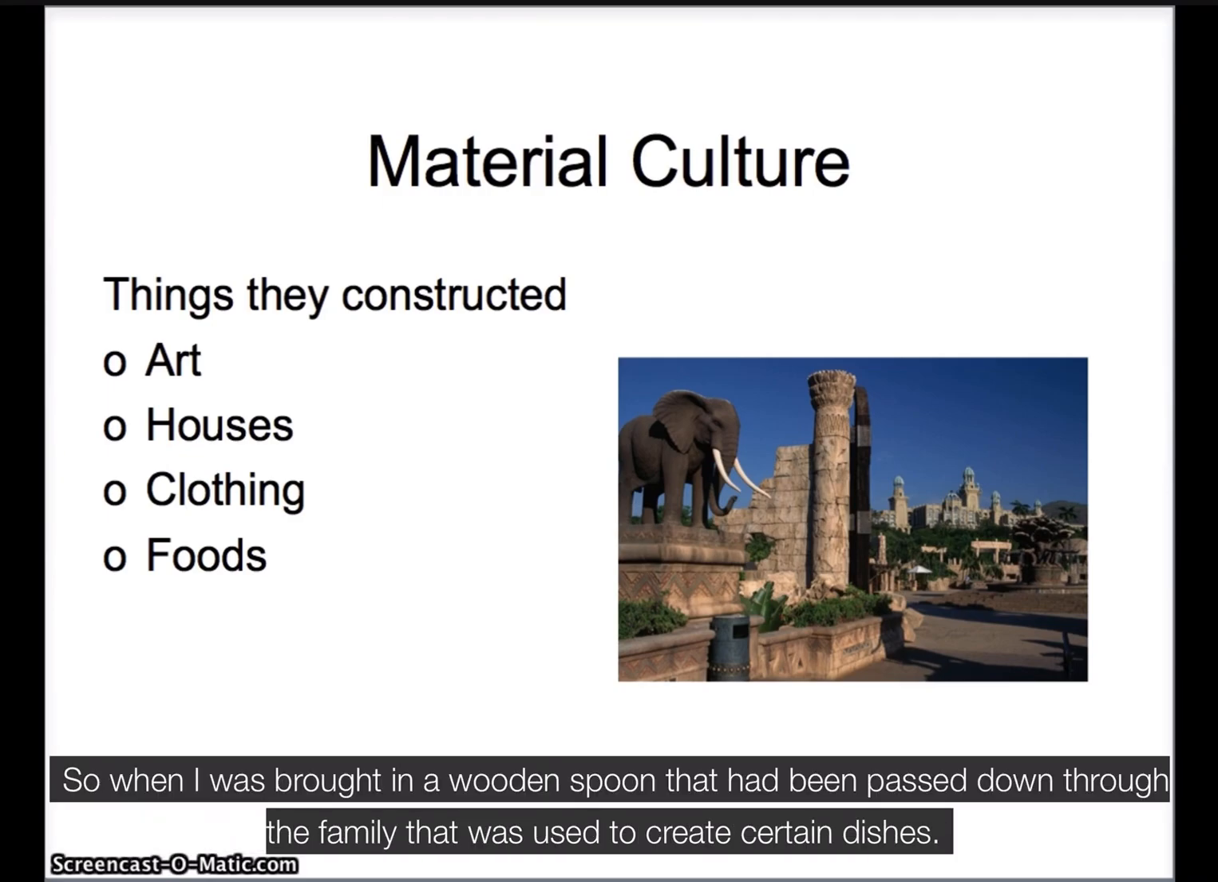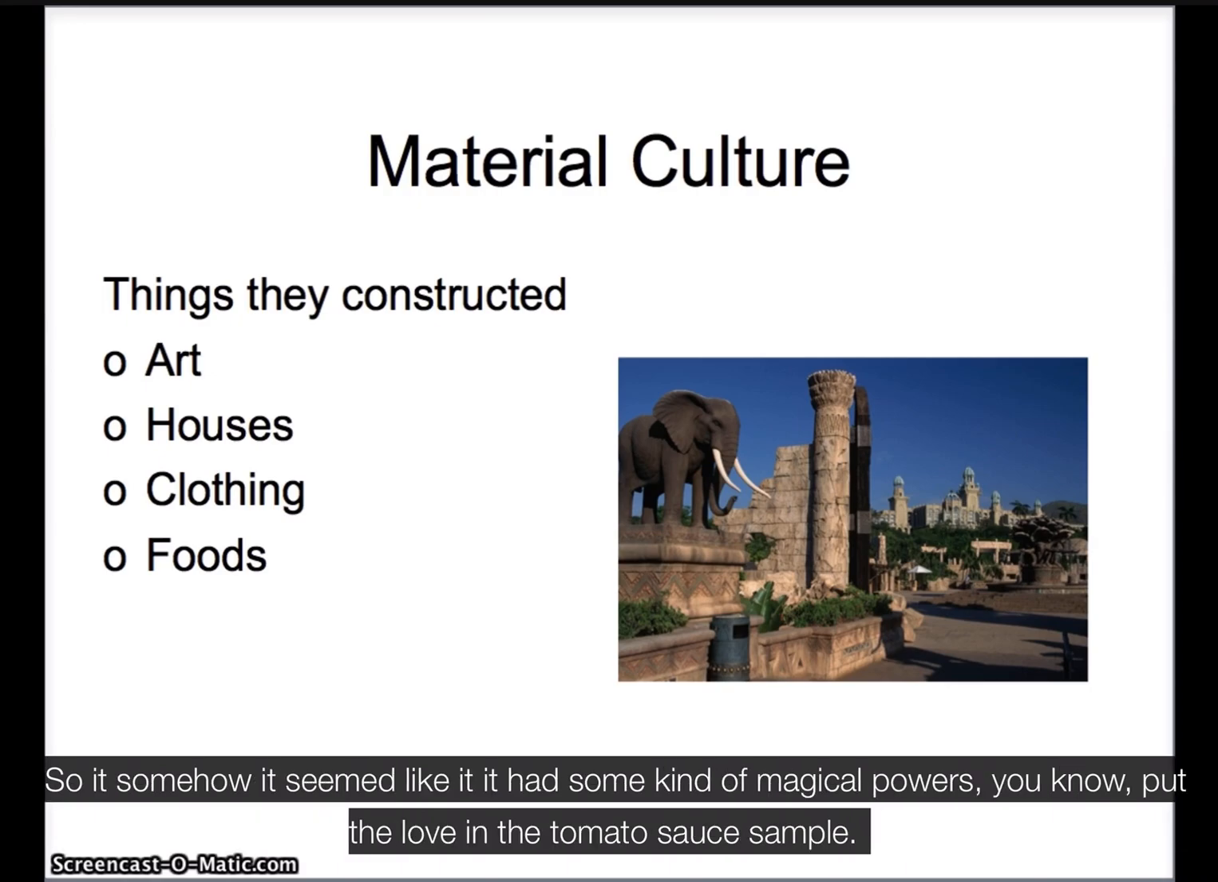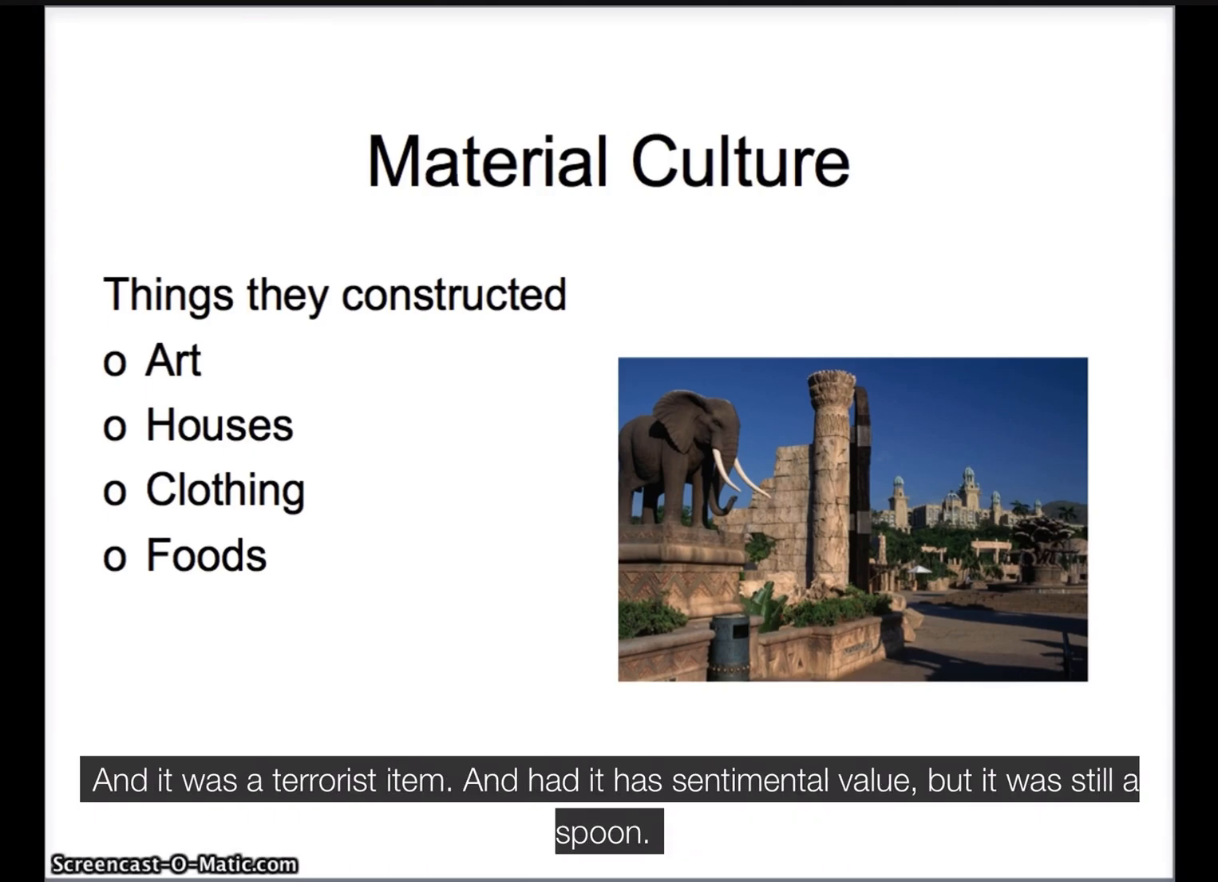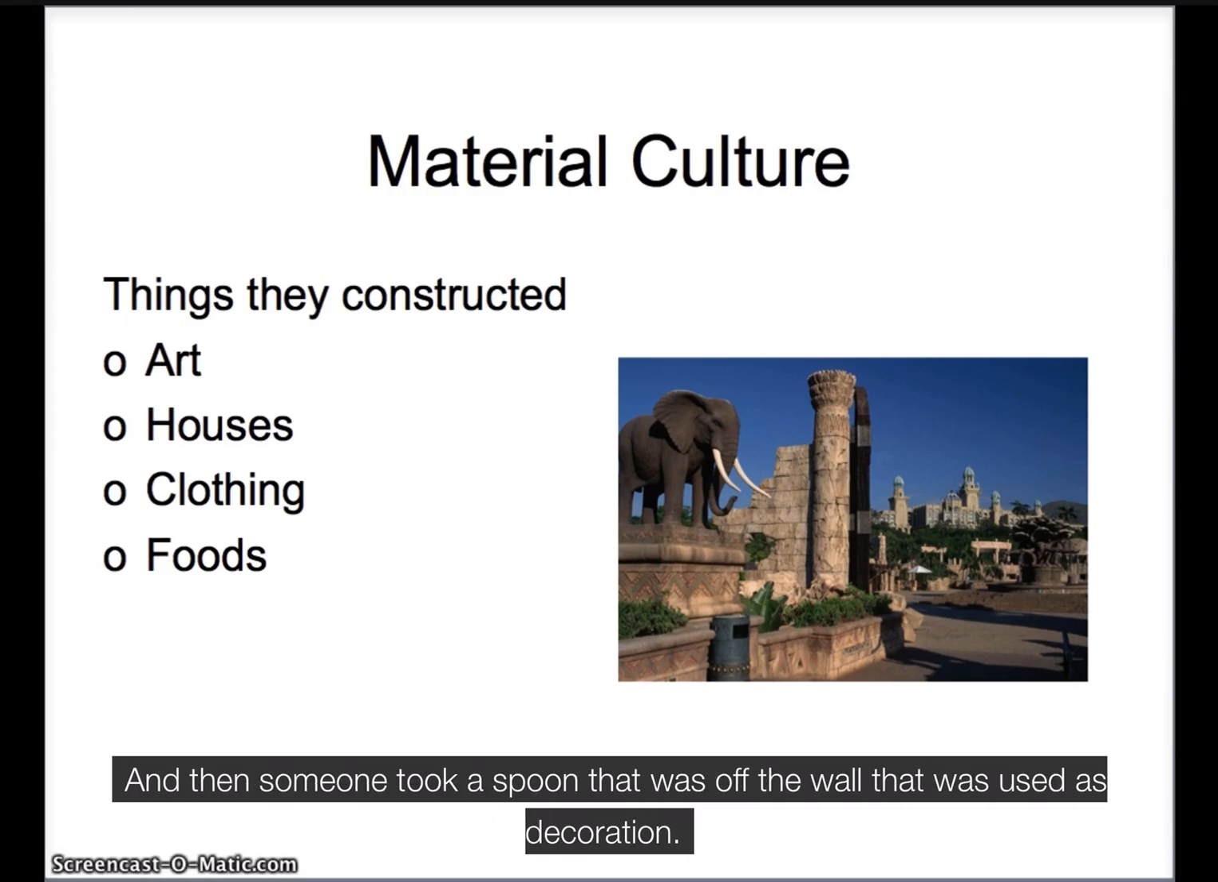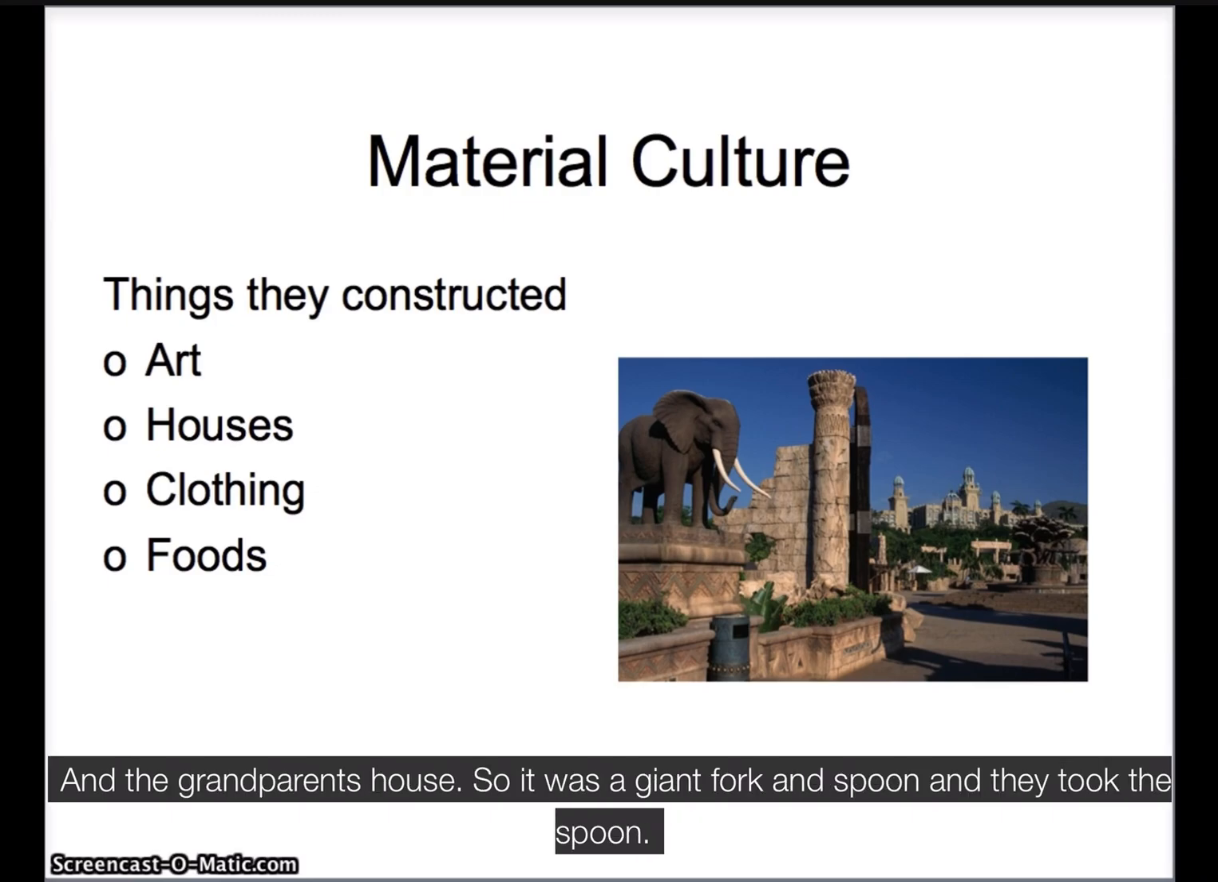Someone else brought in a wooden spoon that had been passed down through the family that was used to create certain dishes. So it seemed like it had some kind of magical powers. It put the love in the tomato sauce, for example. And it was a cherished item. It had sentimental value, but it was still a spoon. And then someone took a spoon that was off the wall that was used as decoration, from the grandparents' house.